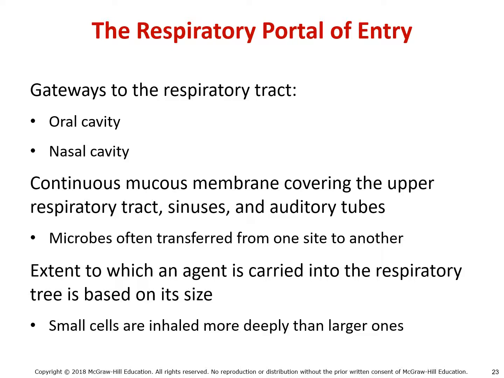But by far the most common portal of entry is going to be the respiratory pathway. The respiratory pathway is one of those pathways that are used continuously. From the day you're born to the day you die, breathing is the number one thing you have to do. And as a result, we need ways to protect the respiratory pathway. And that comes in the form of continuous mucus that's being produced.